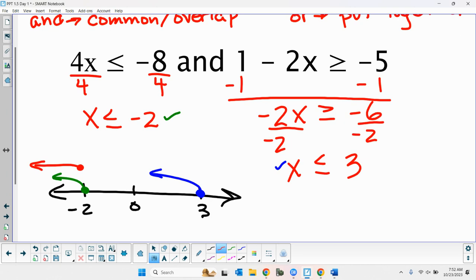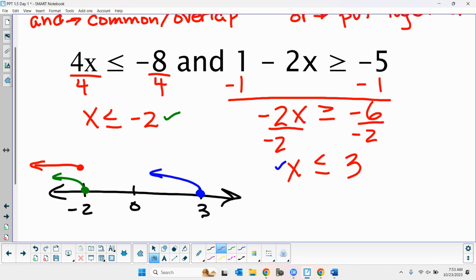0 is less than 3, but it's not less than or equal. And then when it says "and," we have to find all the numbers that are less than or equal to negative 2 and less than or equal to 3, which are all the ones over here. Does that make sense? Right there.